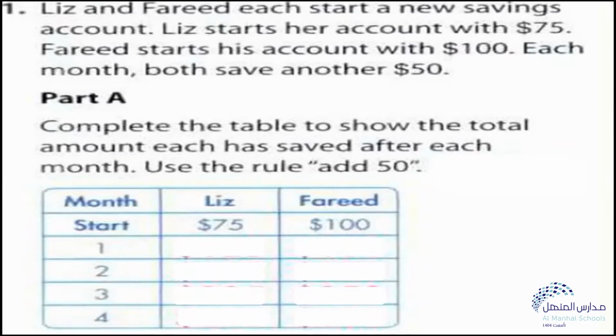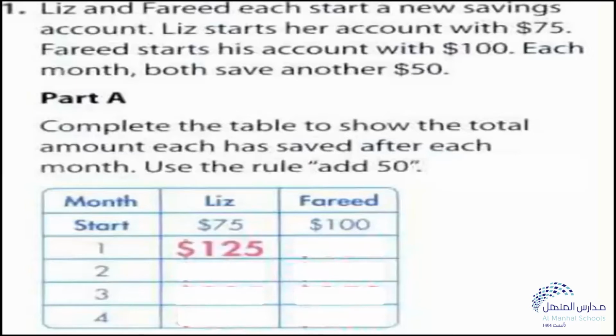Number one, you have to complete the table. Number two, you have to graph the ordered pairs, or plot them. Number three, you have to find the relation between them. So first part here, complete the table now. Let's start from $75 and here $100.